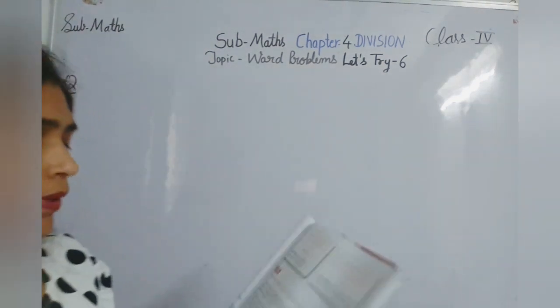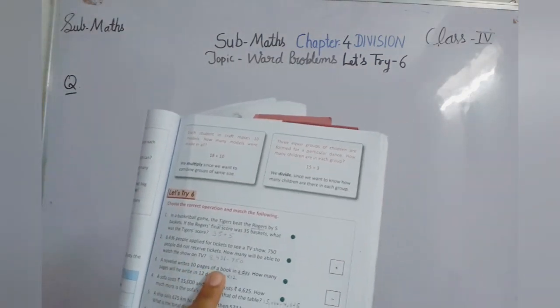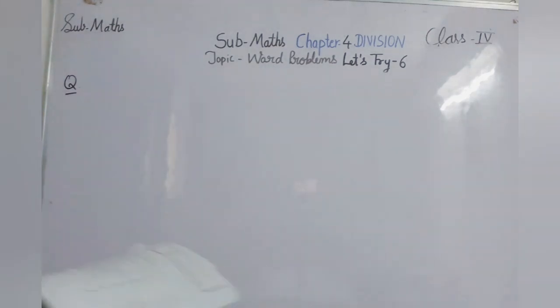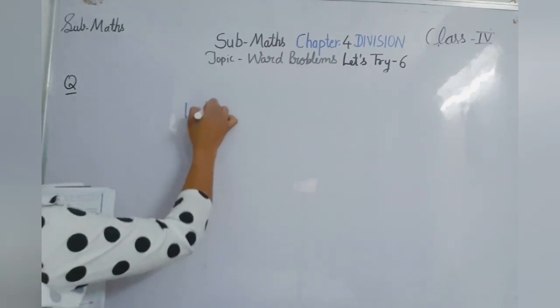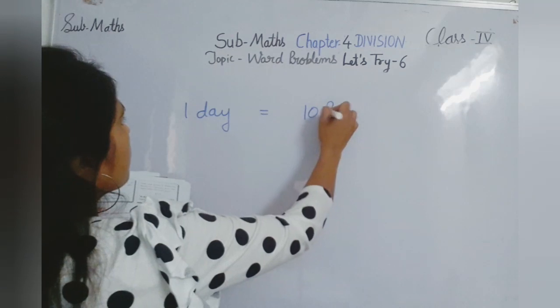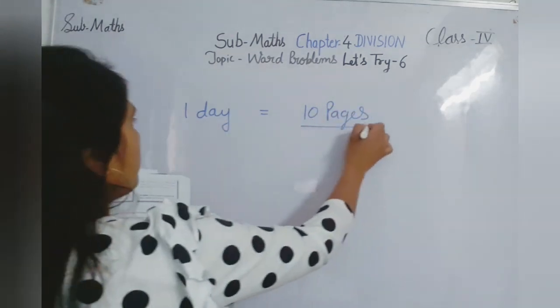Let's read question number 3. A novelist writes 10 pages of a book in a day. How many pages will he write in 12 days? So there is one novelist, who writes novels. Okay, that is called a novelist. He writes 10 pages of a book in a day. In one day, how many pages has he written? 10 pages. Yes, in one day he has written 10 pages.